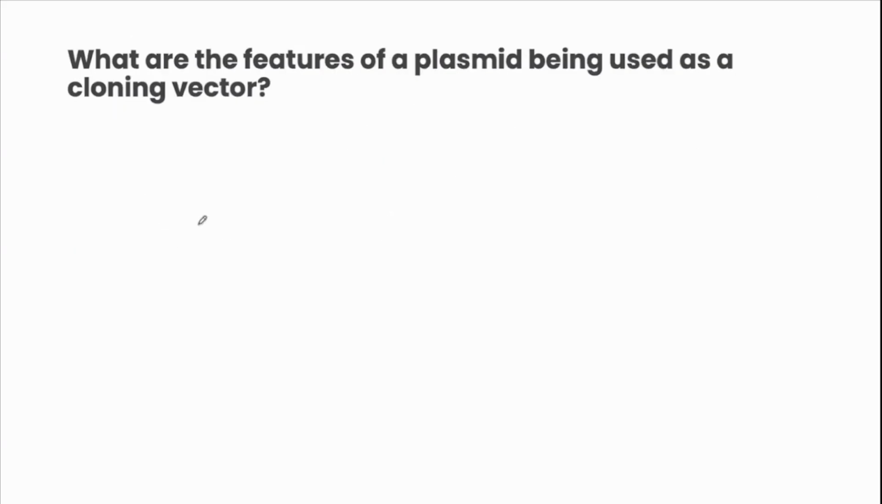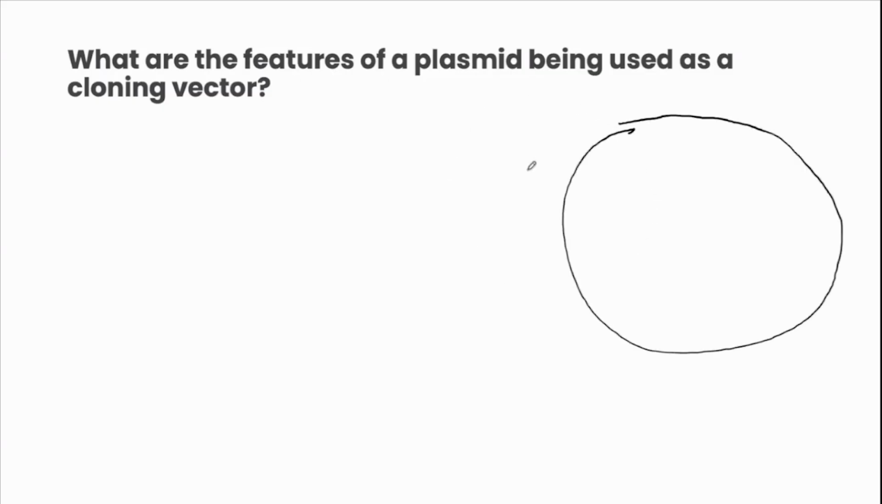So that's the competence. Now, what are the features of a plasmid being used as a cloning vector? This is a very big question, like a 5 marks question. So you have to understand and mention all the features of a plasmid that can be used as a cloning vector. I hope you remember the example of pBR322.